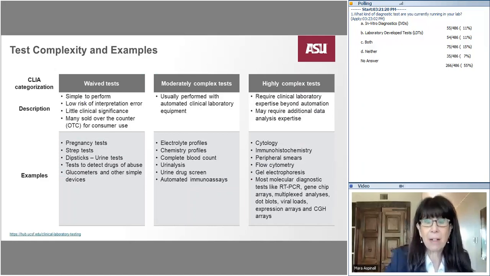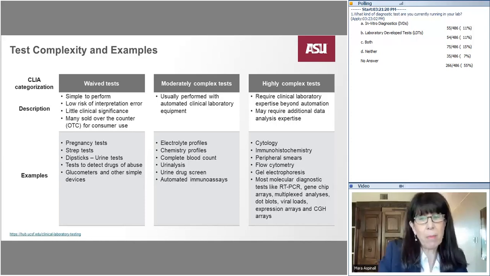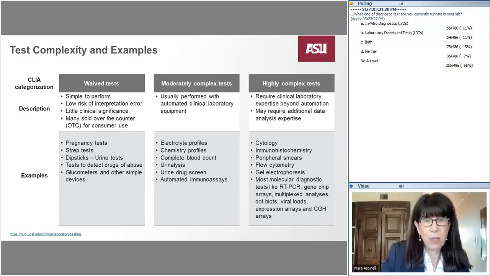Secondly, moderately complex tests. These are usually performed with automated equipment, and you can see the list of it here. I think these are probably the most common tests that you see, like a CBC, a complete blood count. Interestingly, you can have a urine test here with just a dipstick looking for sugars, and then a urine drug screen here. So the sample itself is not relevant. You can have the same sample in each of the categories.